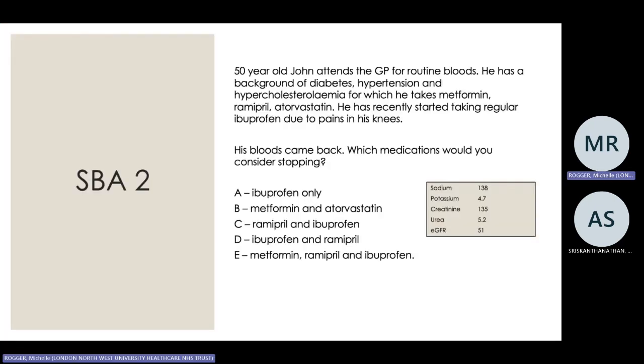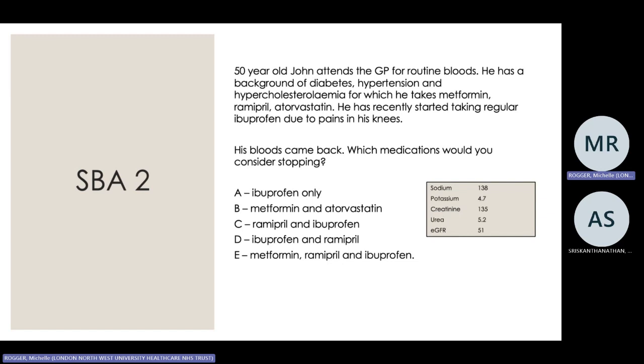Okay. Question 2. 50-year-old John attends the GP for routine bloods. He has a background of diabetes, hypertension, and hypercholesterolemia, for which he takes metformin, ramipril, and atorvastatin. He has recently started taking regular ibuprofen due to pains in his knees. His bloods come back. Which medications would you consider stopping?